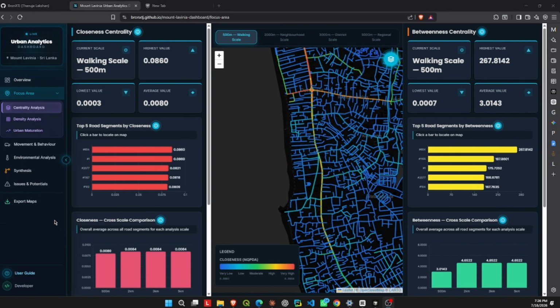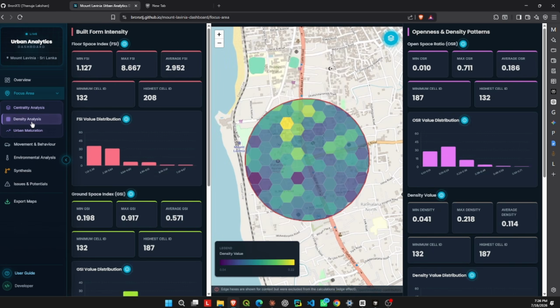Okay, so moving on to the density analysis part. If centrality analysis tells us which roads matter most, then this density analysis tells us how built up each part of the study area is. This section measures urban form using four main indicators: FSI, GSI, OSR, and density value.